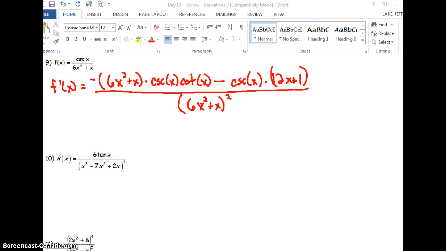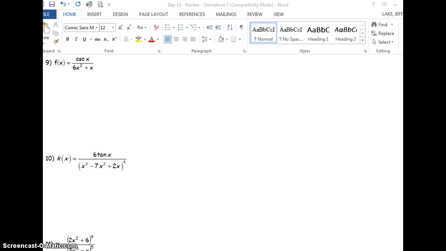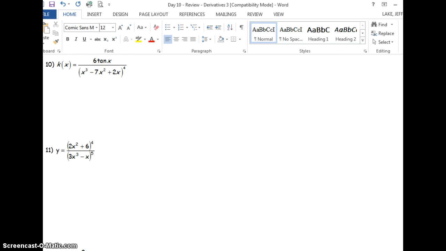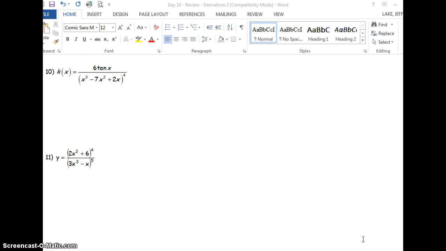And that leads us to number 10 now. So in number 10, we again are going to have quotient rule. This time it looks like we have a trig function in there, and we also have a chain rule that we're going to have to do when we do the derivative of the bottom here. So k prime of x, when I go through and do my derivative, again, still is going to be bot d top, so bot (x to the third minus 7x squared plus 2x) all to the fourth, times the derivative of the top.